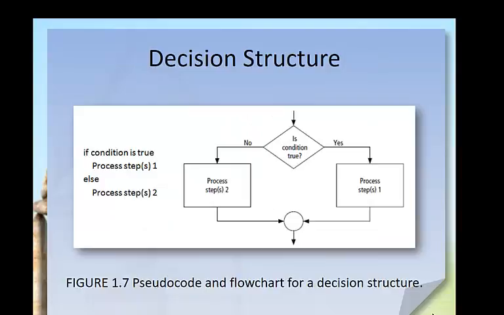The diamond symbol represents a decision point in a program. Another name for decision structure is selection structure. We select one path or another. We will study making decisions in detail in Chapter 3 and use them extensively in our programs.